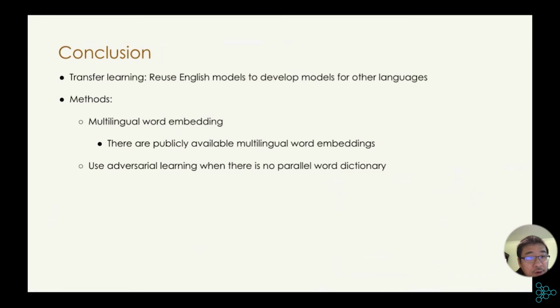Okay, so the conclusion is we can reuse the English models to develop models for other languages. And the method is using the multilingual word embedding if we have the parallel word dictionary. If there's no parallel word dictionary, we can use adversarial learning to learn the embedding. So let me actually pause here for a few seconds in case there's any question. If not, we can move to the next one.